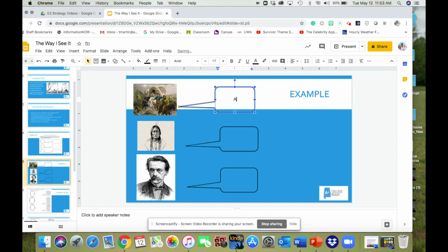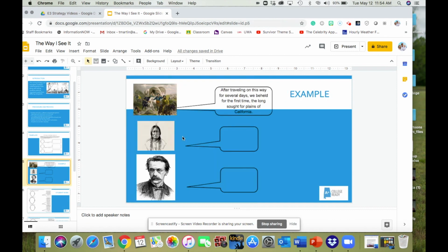And so a traveler, after traveling through the treacherous mountains right before reaching California, would probably say something like this: After traveling on this way for several days, we beheld for the first time the long sought for plains of California. So this speaks about the difficult journey to make it out west, and so it's providing that perspective that although the benefits were great, the risk was also great, and it was a treacherous journey.